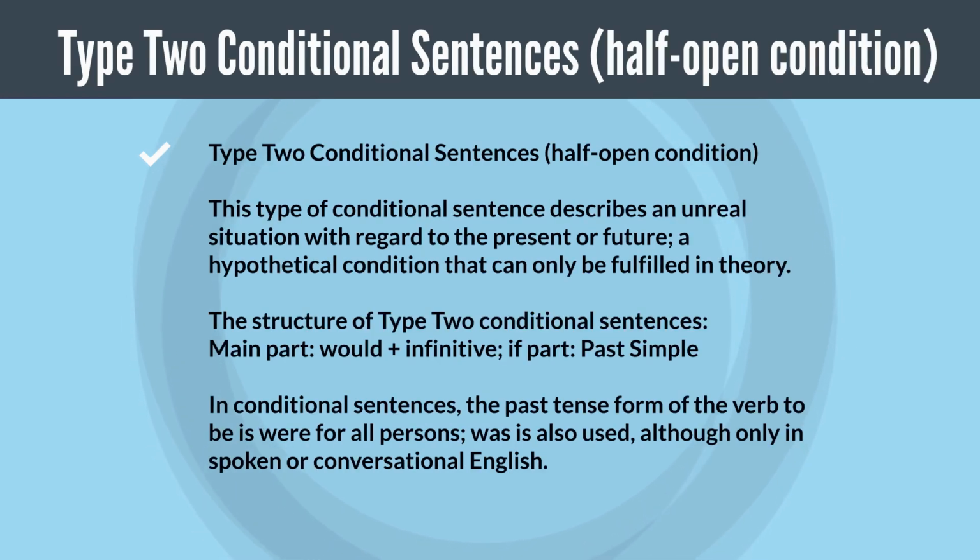Type 2 conditional sentences. Half-open condition. This type of conditional sentence describes an unreal situation with regard to the present or future, a hypothetical condition that can only be fulfilled in theory.